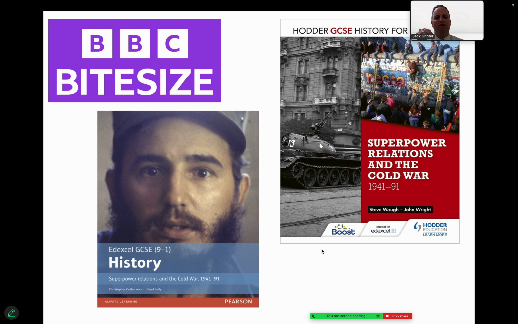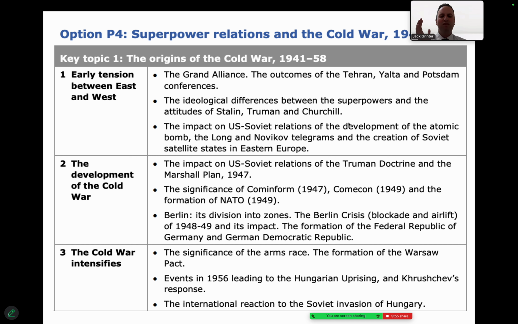For example, in Key Topic 2, when the Berlin Wall's built, there's a standoff between USA and the Soviet Union at Checkpoint Charlie. We'll talk about that in the second video. The Pearson book doesn't mention that. The Hodder book does. So that's what I mean about including the best bits of knowledge that you can.